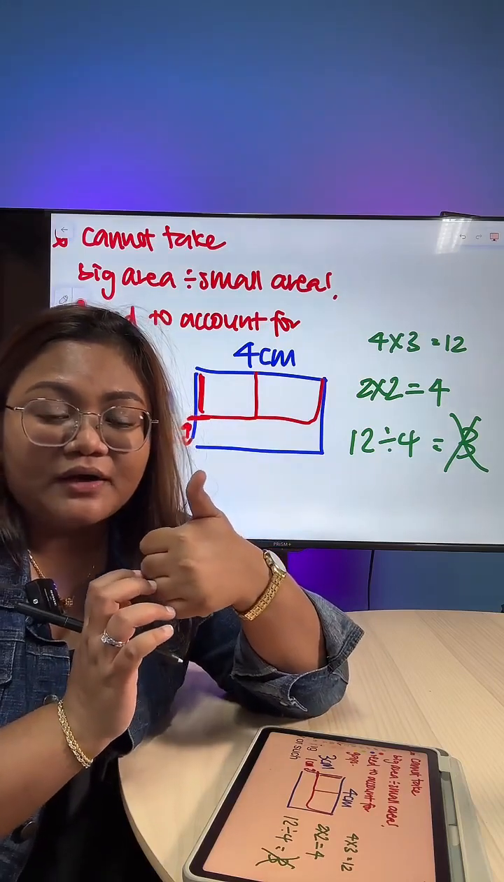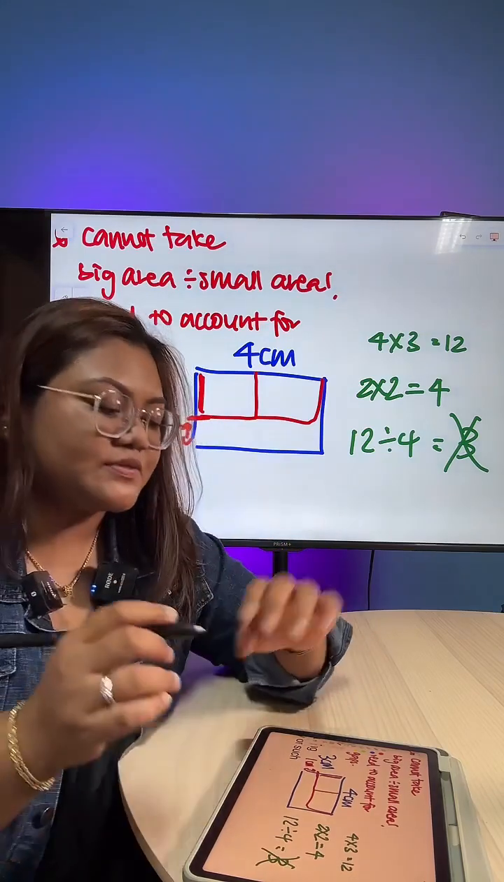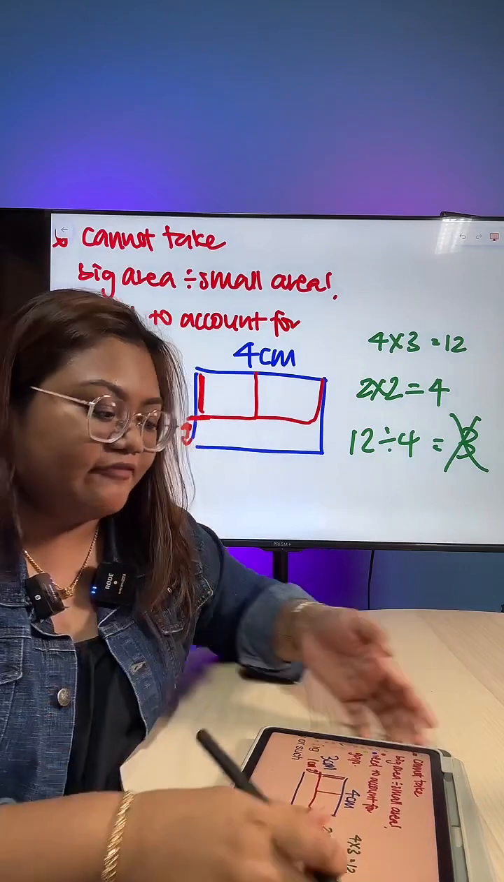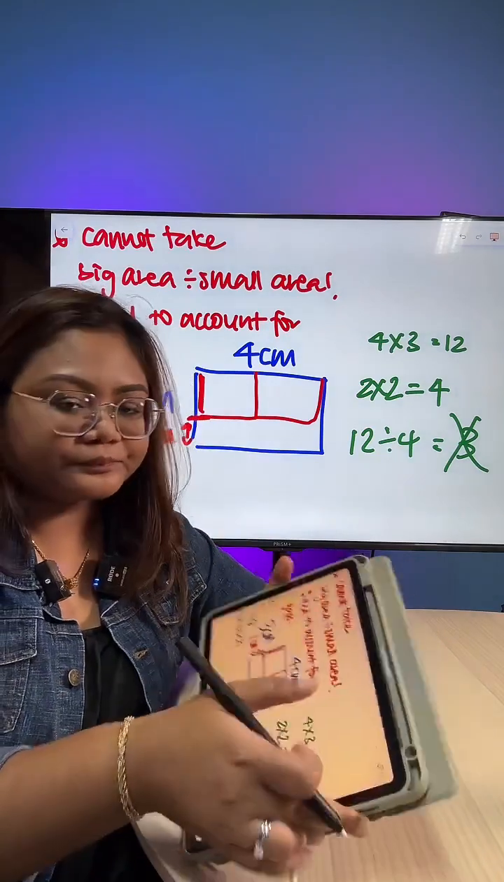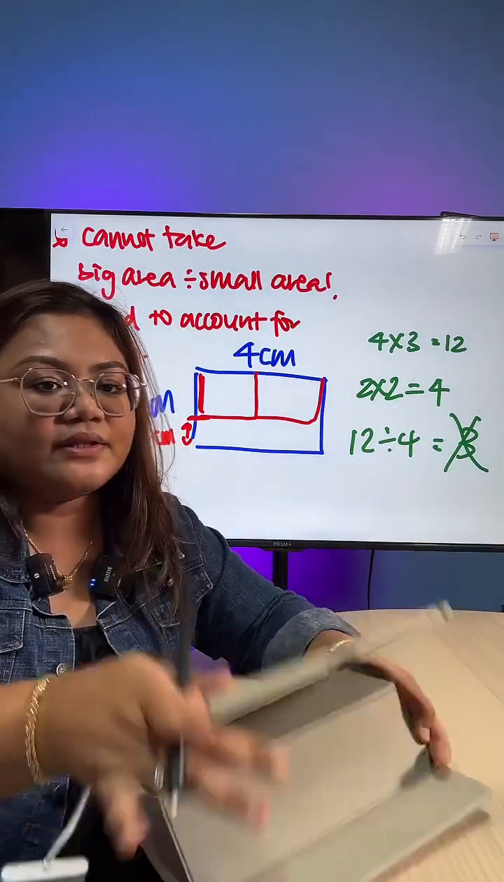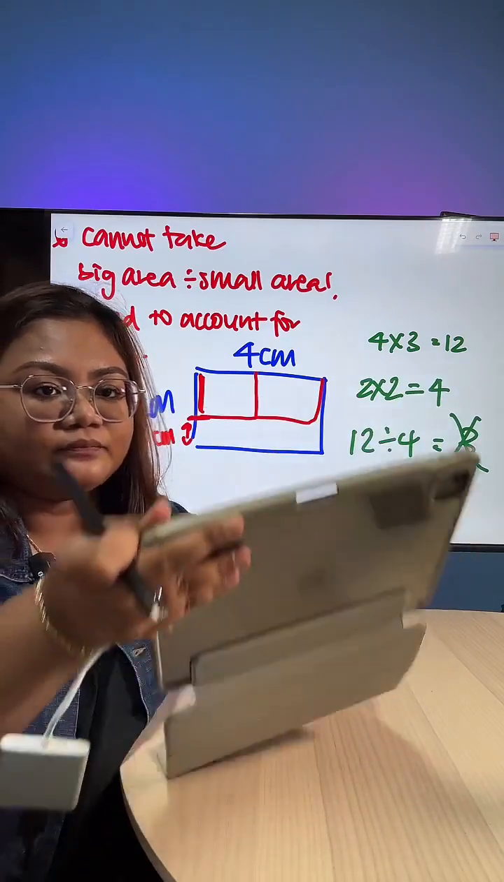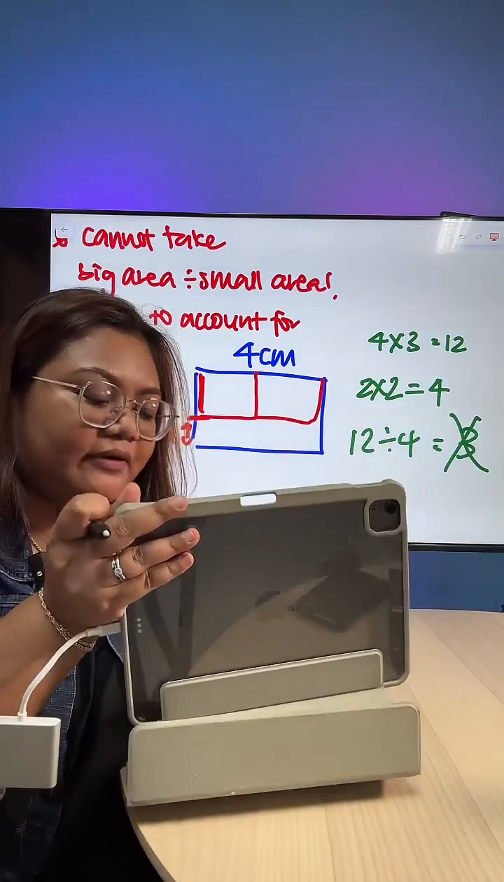We have to account for the gaps when you cut. For example, imagine I have this iPad here. Everybody can see my iPad, right?